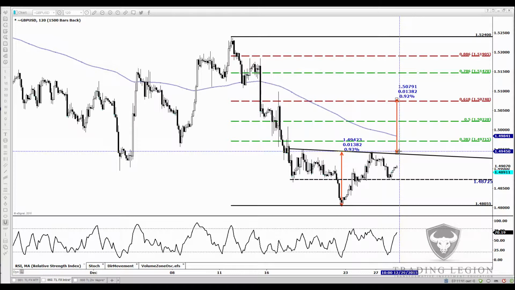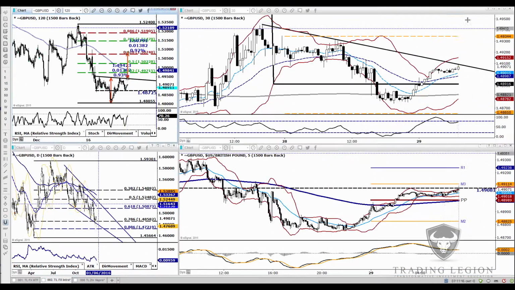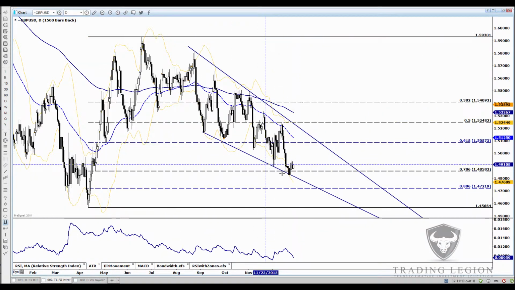So my ideal scenario is to show us a sign of strength by keeping this low intact and moving to the upside. So keep cable on your radars today, because it's very interesting, as I said, where this actual inverse head and shoulders is occurring on the daily.